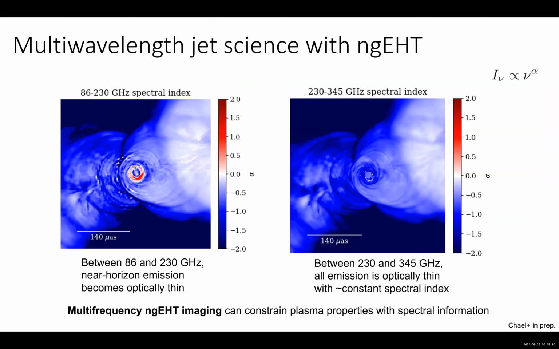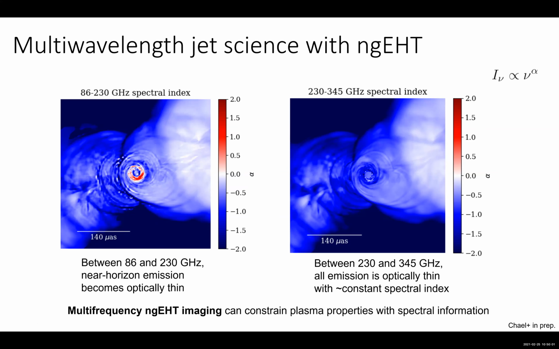One other thing we can do with the ngEHT in this project I'm working on now is try to understand the multi-wavelength jet science by looking at images across frequency. This is showing two spectral indices between two sets of frequencies resolved in the disk and jet of the black hole. On the left, we see the spectral index between 86 and 230 gigahertz. We see a striking difference between the disk emission in the ring close to the photon ring, where the emission is becoming optically thin between these two frequencies, so we have a positive spectral index, and the extended jet, where the emission is already optically thin at both frequencies, so we have a negative spectral index. Whereas between 230 and 345, the spectral index is more constant everywhere. The whole system is optically thin everywhere.